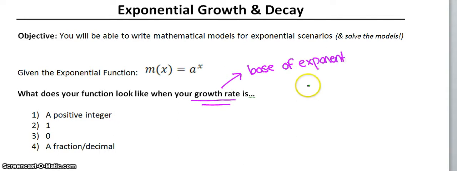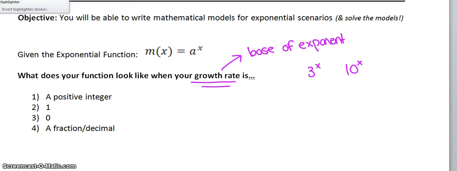So if I have a function that's like 3 to the x, my growth rate is 3. If I have 10 to the x, my growth rate is 10. Now the reason that's called your growth rate is because that's what you're multiplying a repeated amount of times. So that's like the factor by which your graph will be growing. So we're going to see what our graph looks like for a positive integer, 1, 0, a fraction or decimal, and I suppose we should also throw in a negative integer.